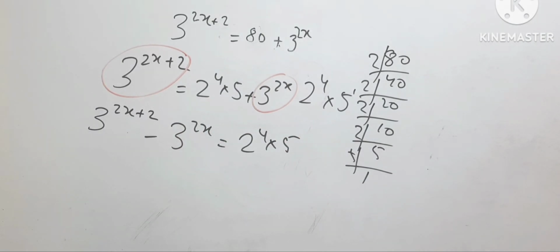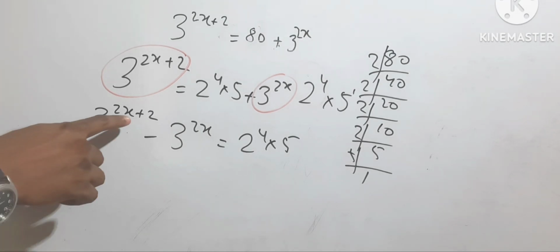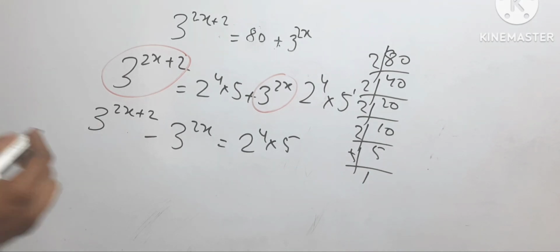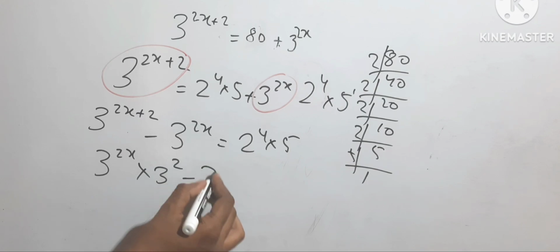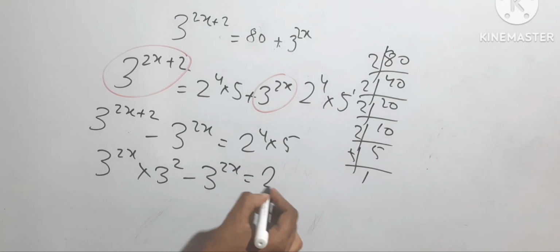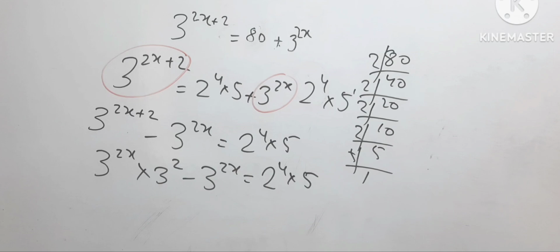Yes sir, written. After that what do you have to do? You see again. Now you break this one. We have to break this one. So you have to break it to 2x into 3 to the power 2 minus 3 to the power 2x is equal to 2 to the power 4 into 5. Yes sir. After that what do you have to do?